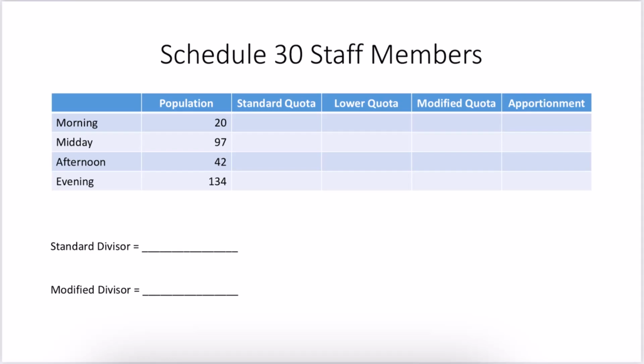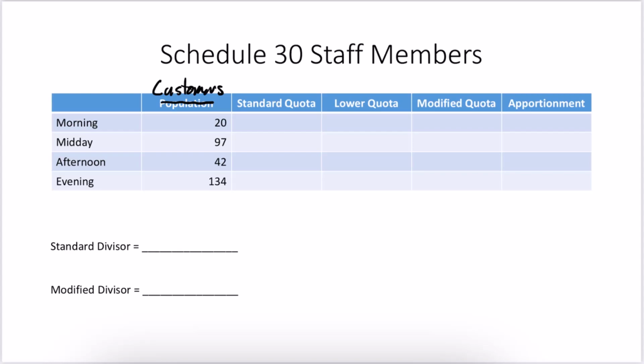So why don't you guys try this one on your own? In this one, you'll be scheduling 30 staff members depending on the number of customers that come during each shift. So actually this should say customers, not population. So use Jefferson's method to apportion these 30 staff members to each of the shifts, and pause the video and then restart it to see how I would solve this one.